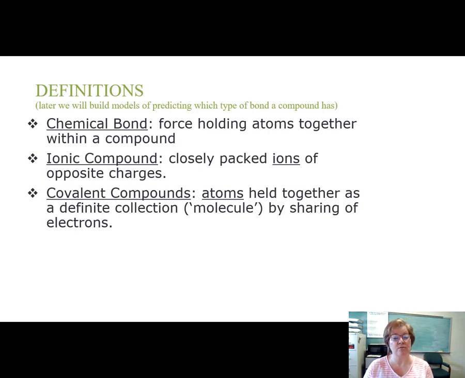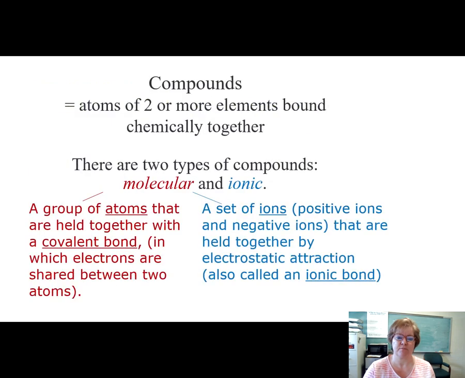So ionic compounds: closely packed ions of opposite charge that are stuck together, and the force that's holding them together is that opposites attract. Or covalent compounds, which are a definite collection, also called a molecule, of atoms held together by a sharing of electrons. So sharing versus ions.